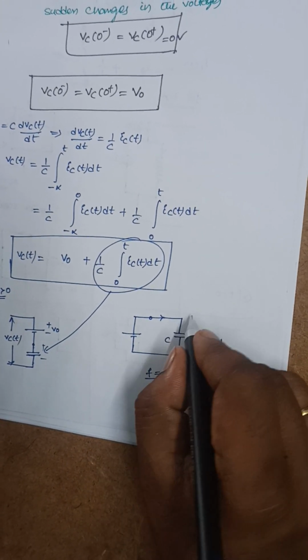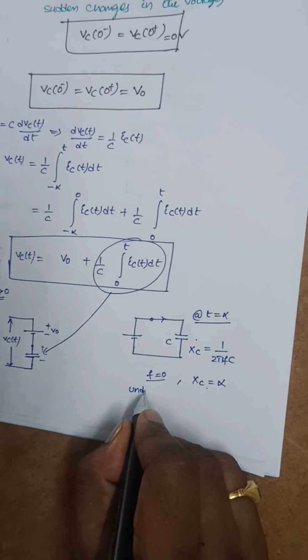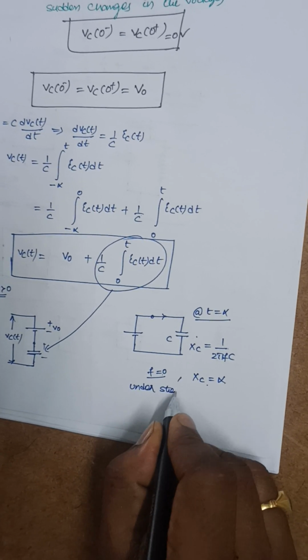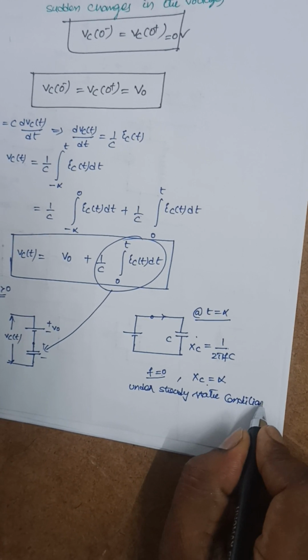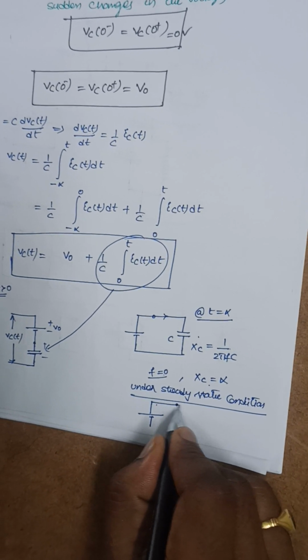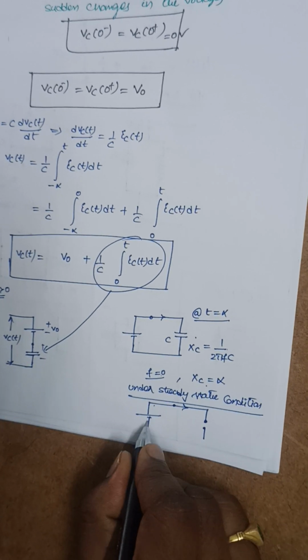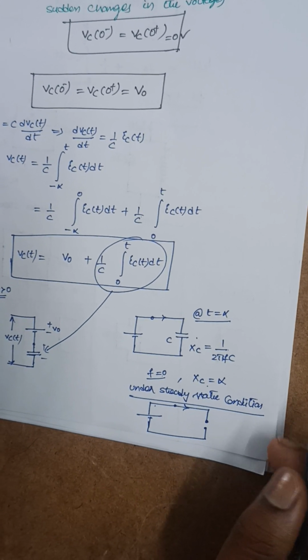That means at t is equal to infinity, under steady state condition, this capacitor will act as open circuit. So these 4 points are required for analysis of the transients of a system. So let me represent all the 4 things in one notation here.